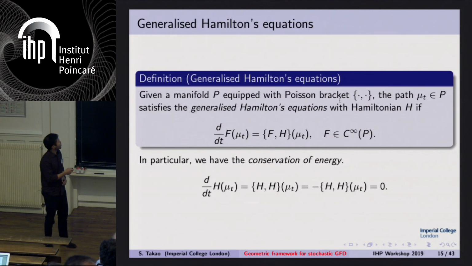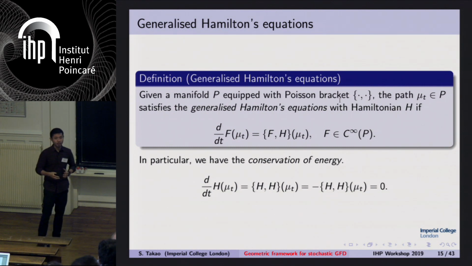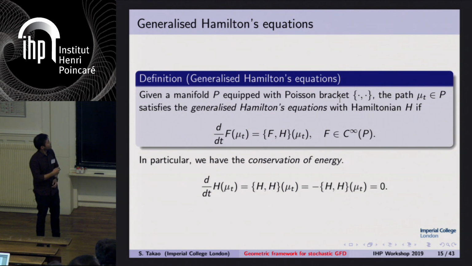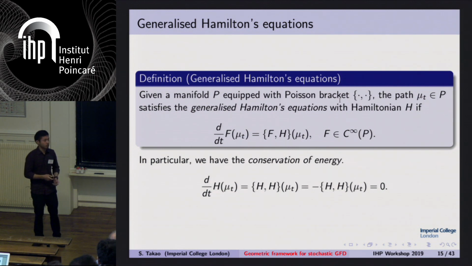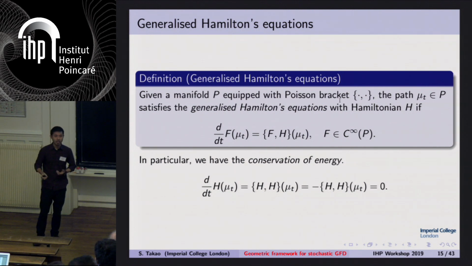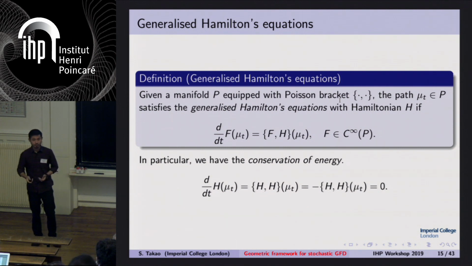So let's take an example. If we take F to be the Hamiltonian itself, then by this definition, the rate of change of your Hamiltonian evaluated at this path is equal to the Poisson bracket of the Hamiltonian with itself. Then by using the anti-commutative property of the Poisson bracket that we saw earlier, we can write this as minus the Poisson bracket of the Hamiltonian with itself. And this is only possible when it is equal to 0. So this proves the conservation of energy, and the conservation of energy is basically embedded in the definition of your Poisson bracket.